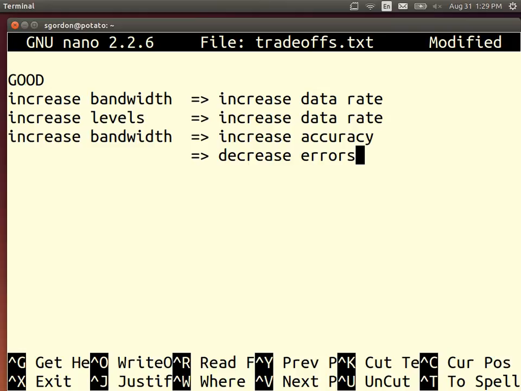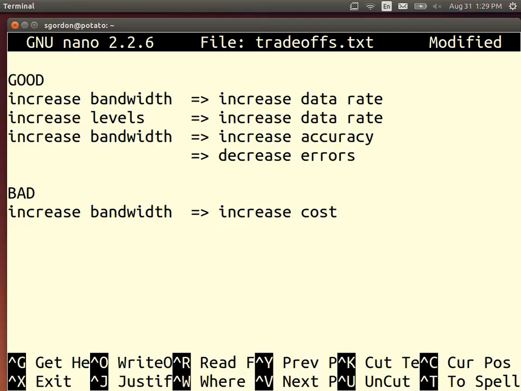So these are some things that we can do to improve our communications, to increase the data rate or decrease the errors. We've seen these trade-offs. Let's keep adding a few more. What's a bad thing about increasing the bandwidth? Cost, okay? It increases the cost. What's a bad thing about increasing the number of levels?